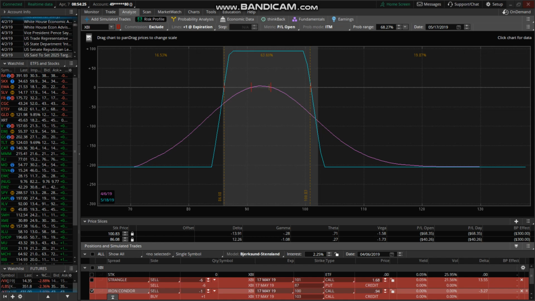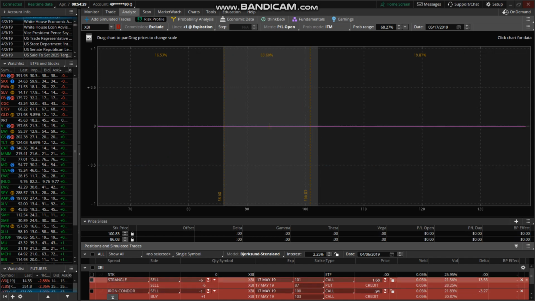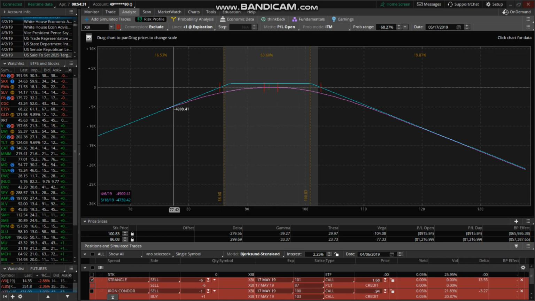Now, a similar trade to an iron condor is called a strangle, and I went ahead and made a strangle as well. This is a strangle. The difference between an iron condor and a strangle is that a strangle does the same thing.